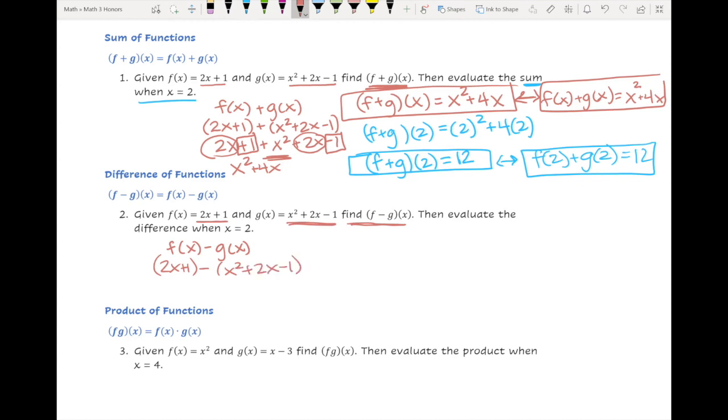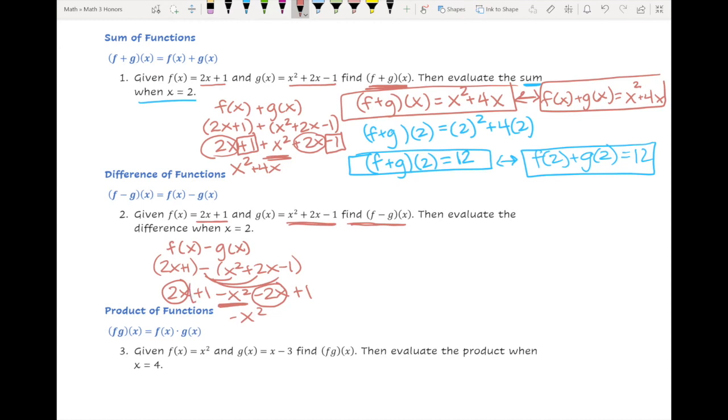In this case, I did need the parentheses as far as distributing to my second set of parentheses. So I would get 2x plus 1, and then minus x squared minus 2x and plus 1. Okay, so I'm going to combine my like terms. The negative x squared is on its own. I've got a 2x and a negative 2x. Those add up to 0. So I have no more x's.